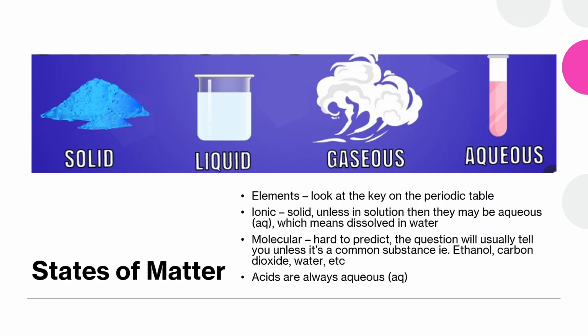Ionic compounds, you're going to assume solid unless it tells you that they're dissolved in water, in which case you're going to put AQ, which means aqueous or dissolved in water. Molecular compounds are a little hard to predict. Either the question will tell you, unless it's like a common substance. So, for example, ethanol, that's a common alcohol. You should know that's a liquid. Carbon dioxide, you should know that's a gas. Water, depending on the temperature, I would expect you to know that water at room temperature is a liquid. And then the last thing you should know is that acids are always aqueous.